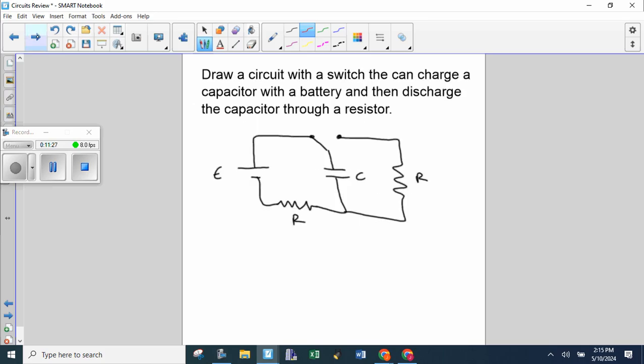All right. I wrote this here, and I actually have the answer up. But I've seen this in the past where they say, draw a circuit where a capacitor could be charged by a battery, and then you can flip a switch to discharge that capacitor through a resistor. So we've seen this kind of deal where I've got a switch that can go either way. The battery can drive the charge onto the capacitor, and then you can switch it over, and the capacitor can then discharge through another resistor.